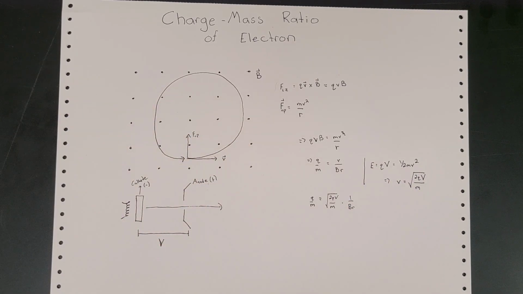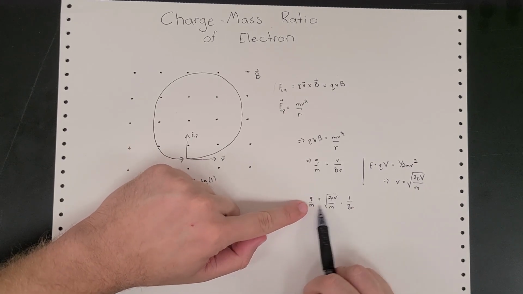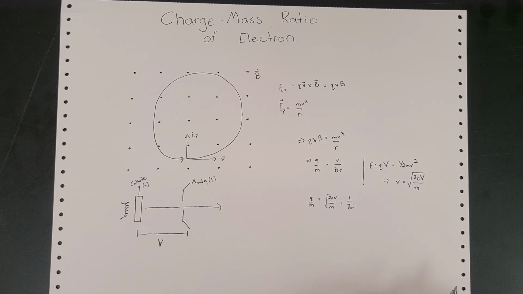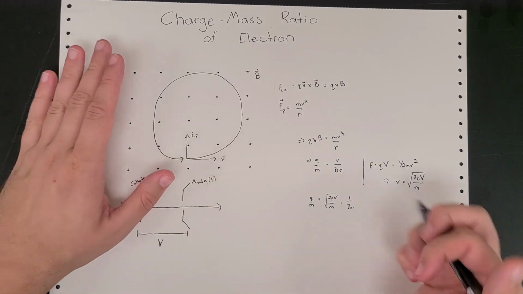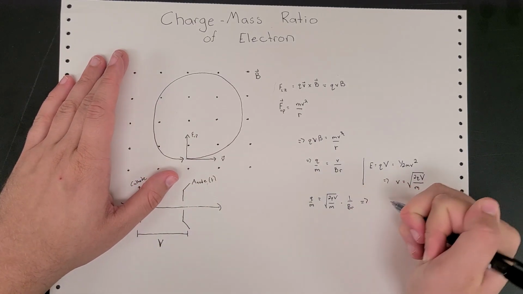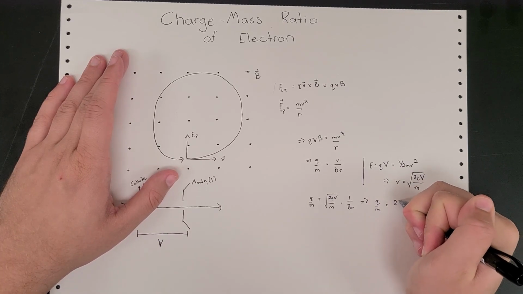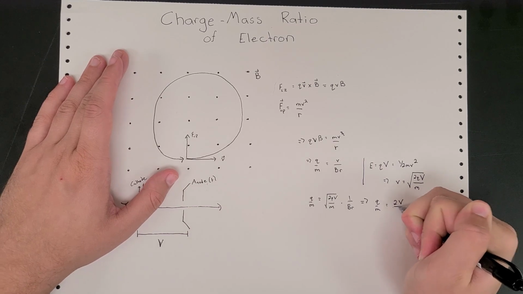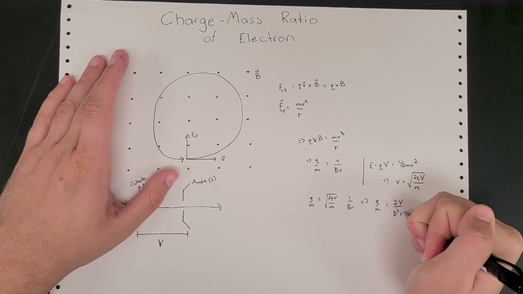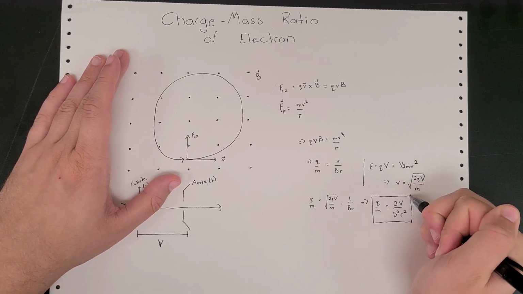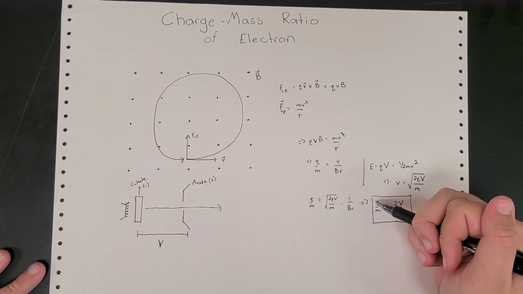Now, you can see we have a Q over M on this side, and we have a Q over M on this side as well underneath this square root. So we need to do some more algebra in order to get Q over M by itself on one side and everything else on the other. If you do this algebra, what you'll end up getting is Q over M is equal to 2V over B squared R squared, which is the final equation that we're going to use in order to determine this charge to mass ratio, Q over M.